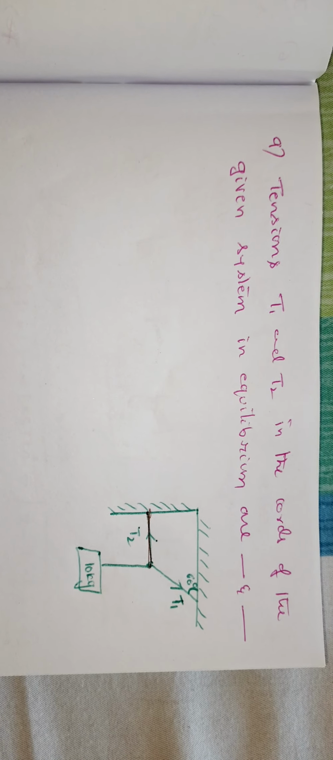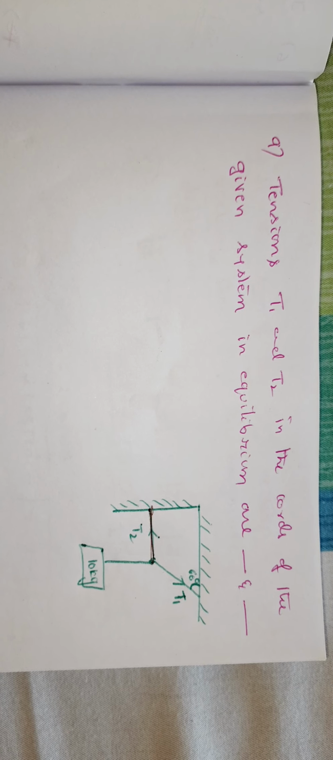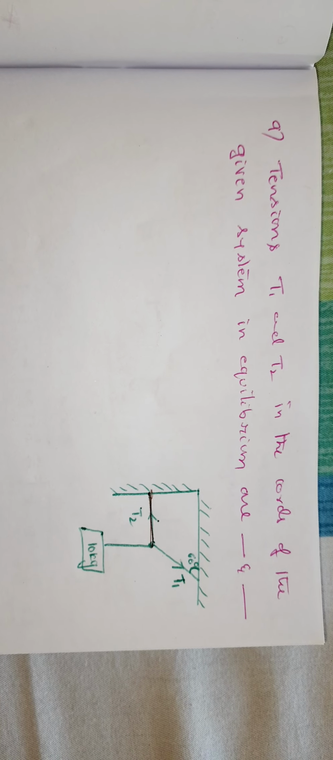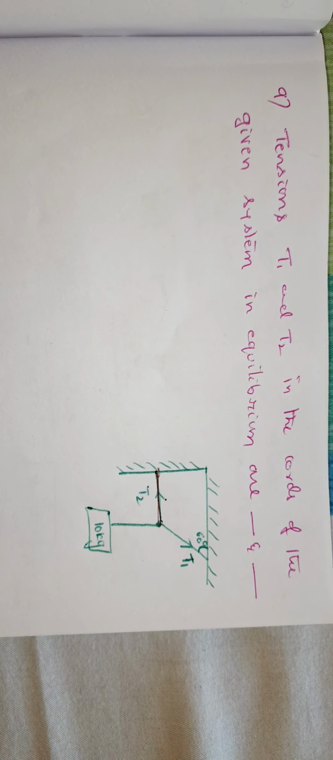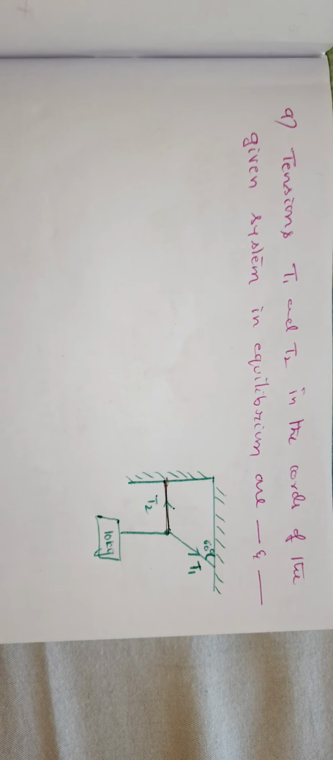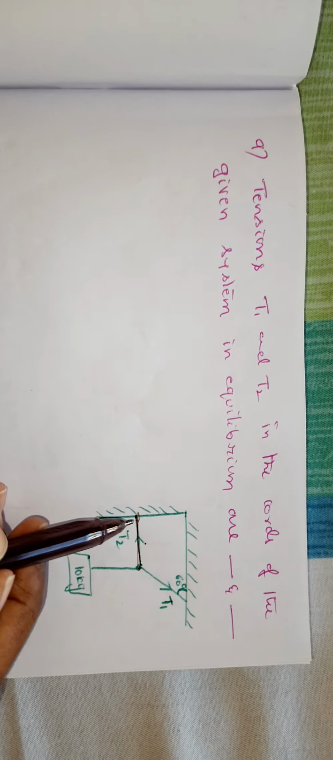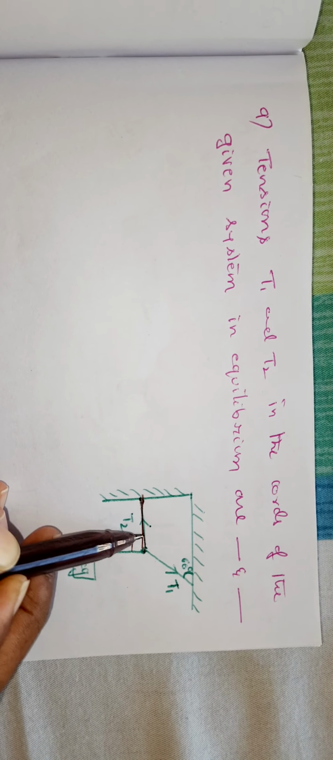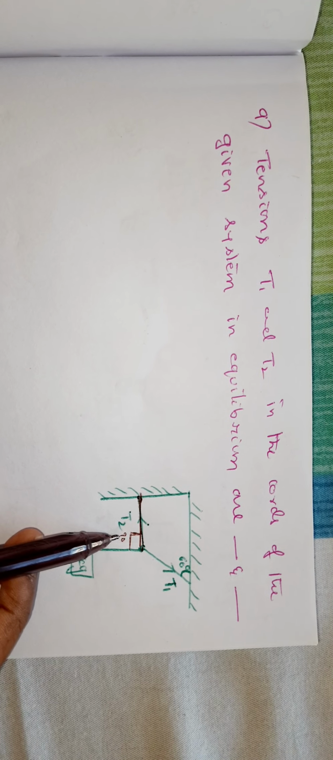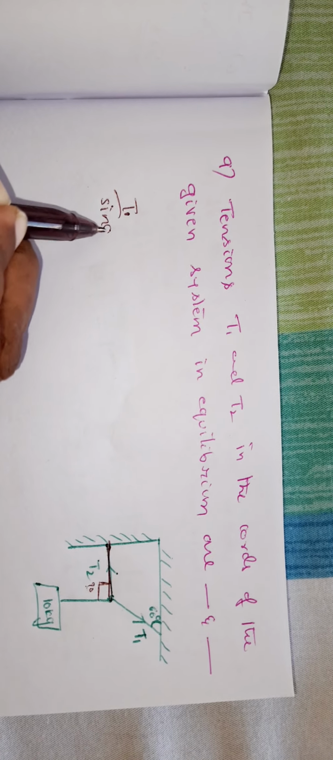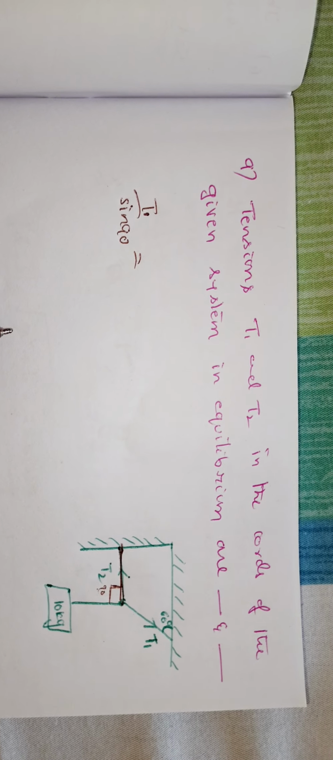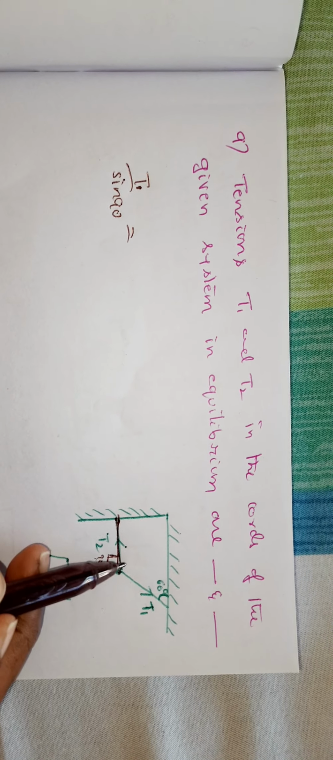So the next problem, again, Lami's theorem, very easy. Right, tensions T1, T2 in the cords of the given system in equilibrium are dash and dash, and everything is in the diagram. So this is exactly 90 degrees. So we got the angle opposite to that as 90. So I can write T1 by sine 90 is equal to, right? So I want this angle and this angle.